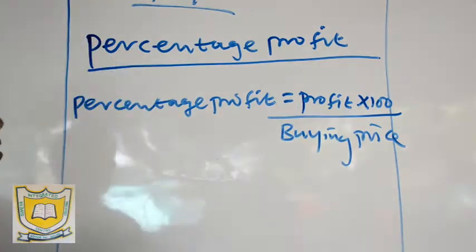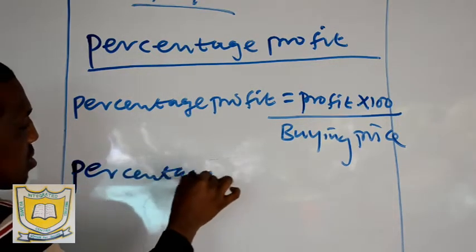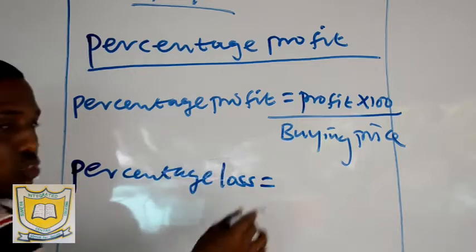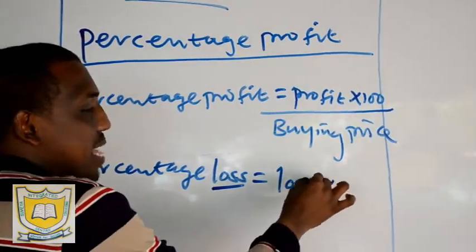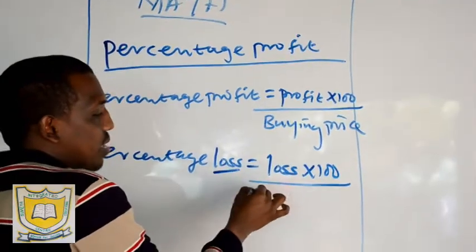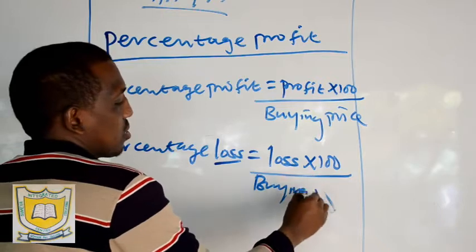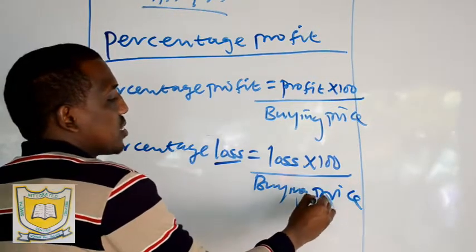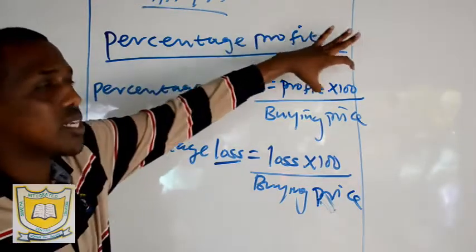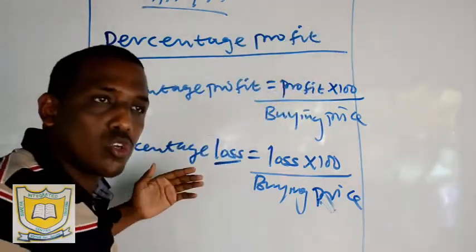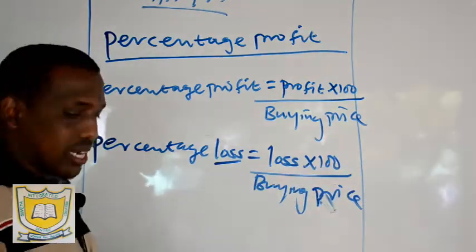And how do we get percentage loss? Percentage loss is equal to loss itself times 100 over the buying price. So percentage profit is equal to the profit itself times 100 over the buying price, and percentage loss is equal to loss itself times 100 over the buying price. That is how we get it.